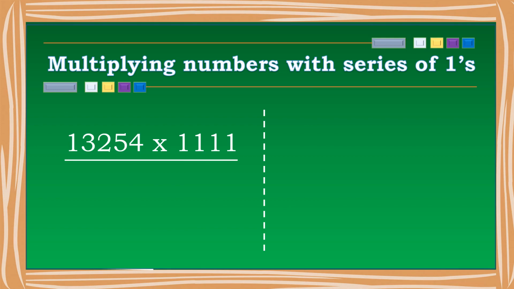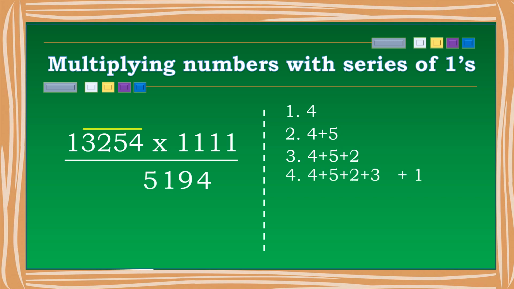Here the multiplier is having 4 ones. Let's see the process. 4 will be written as it is. Next, second step, 5 plus 4, 9. The third step, 4 plus 5 plus 2. Answer is 11. 1 will be written here and 1 will be taken as carry.